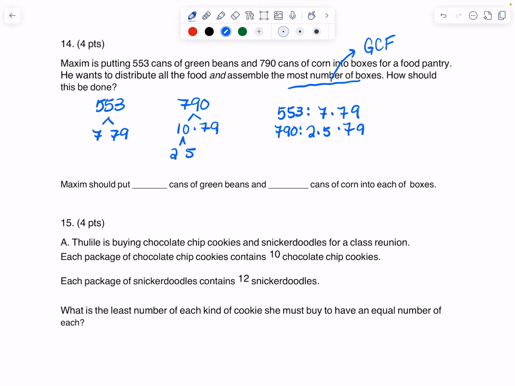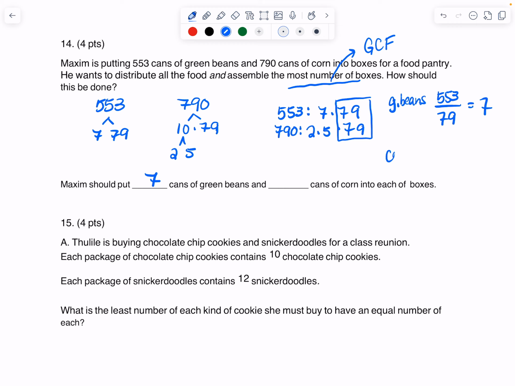So when we find the greatest common factor, we're looking for primes that are the same in both. So the only thing that's the same in both is 79. So I know that 79 is common to both. So what I'm going to do is I'm going to take the green beans here, and I'm going to take the 553, and I'm going to divide by 79, which equals 7. So I need 7 cans of green beans in a box. And by the way, I'm going to have 79 boxes total.